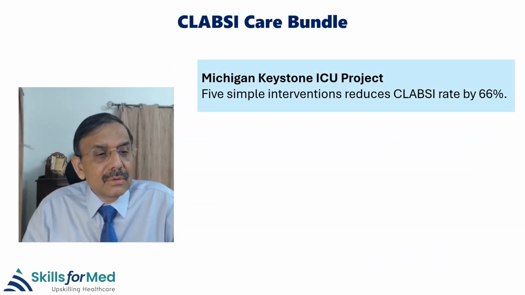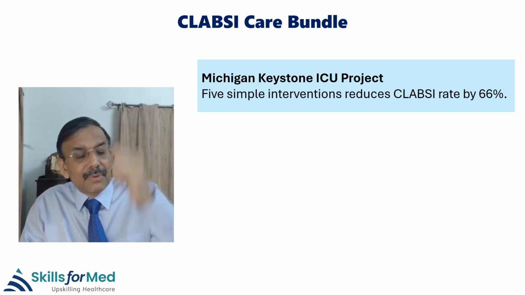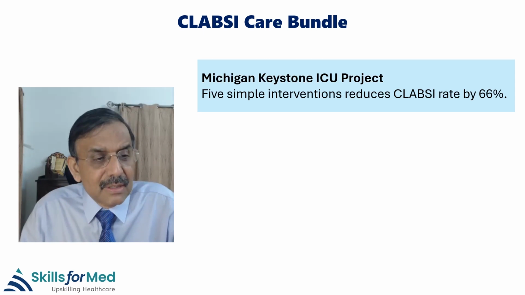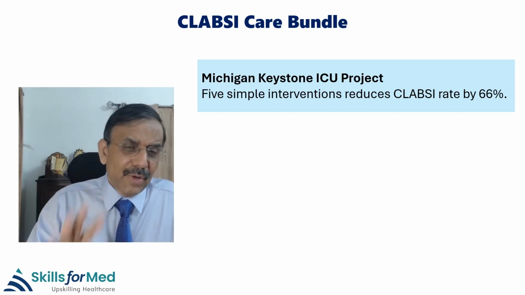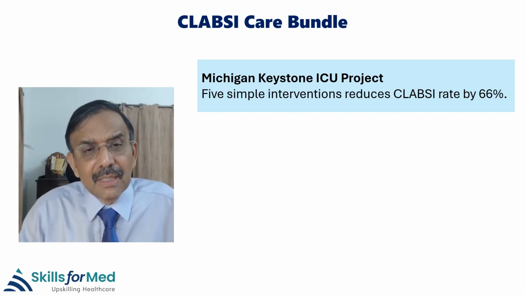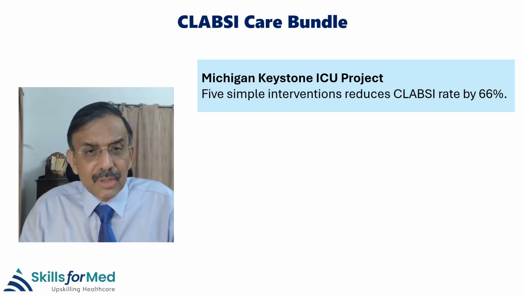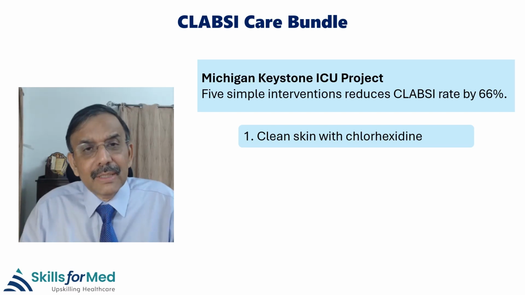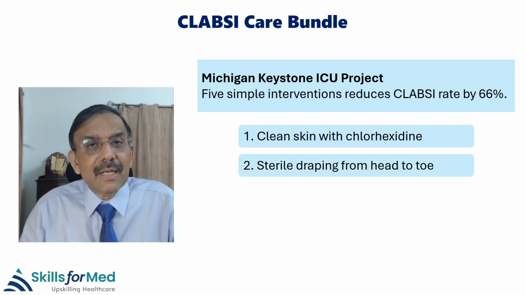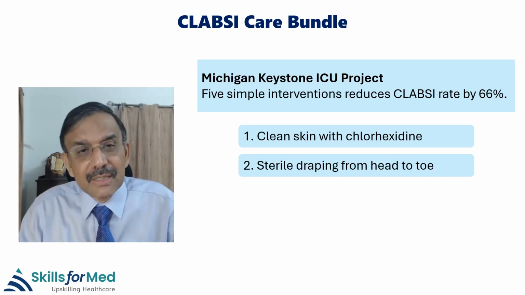So next we'll get into CLABSI. For CLABSI, there is a very important lesson learned from this project, known as the Michigan Keystone ICU project, where they just used 5 factors and found that the CLABSI rate can be reduced to almost 0. Very simple 5 procedures. What are these steps? One is clean the skin with chlorhexidine before putting the central line. The second is sterile draping, which should be done not by a central hole but from head to toe, as if you are doing a surgery. That is the second parameter.